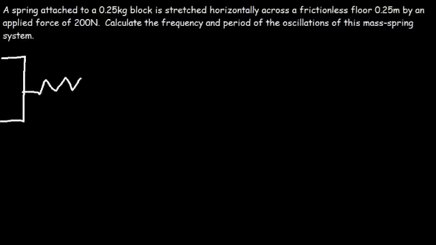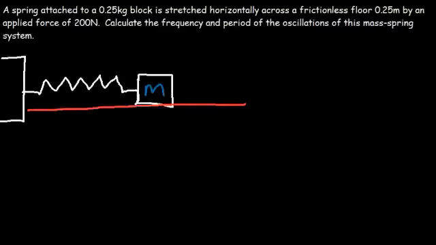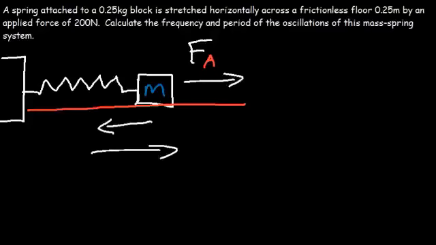So here we have a spring attached to a mass. And here is the floor. So as we stretch it with an applied force, once we release it, the spring will oscillate back and forth. So how can we find the frequency of the oscillations?